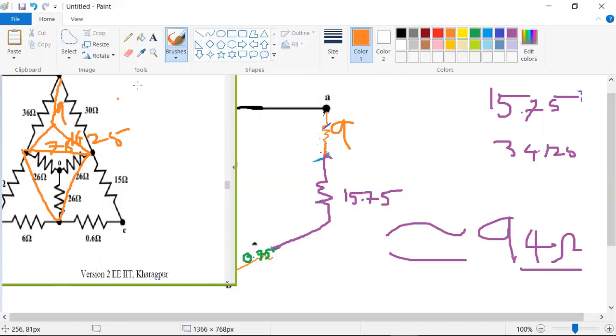And what about this value? 36 into 78 divided by 144. That value will be 19.5. So this value will be 19.5. Then the new value will become here.